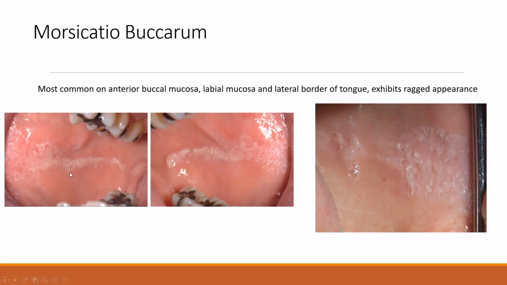As you see in this picture, this white wavy line, which is a bit yellowish in tinge, is extending from the posterior region to the anterior region, meaning it's involving both the labial mucosa and buccal mucosa. When this lesion occurs on the buccal mucosa, it's called morsicatio buccarum, and if it is extending to the labial mucosa, it's also called morsicatio labiorum. This has a scaly appearance.